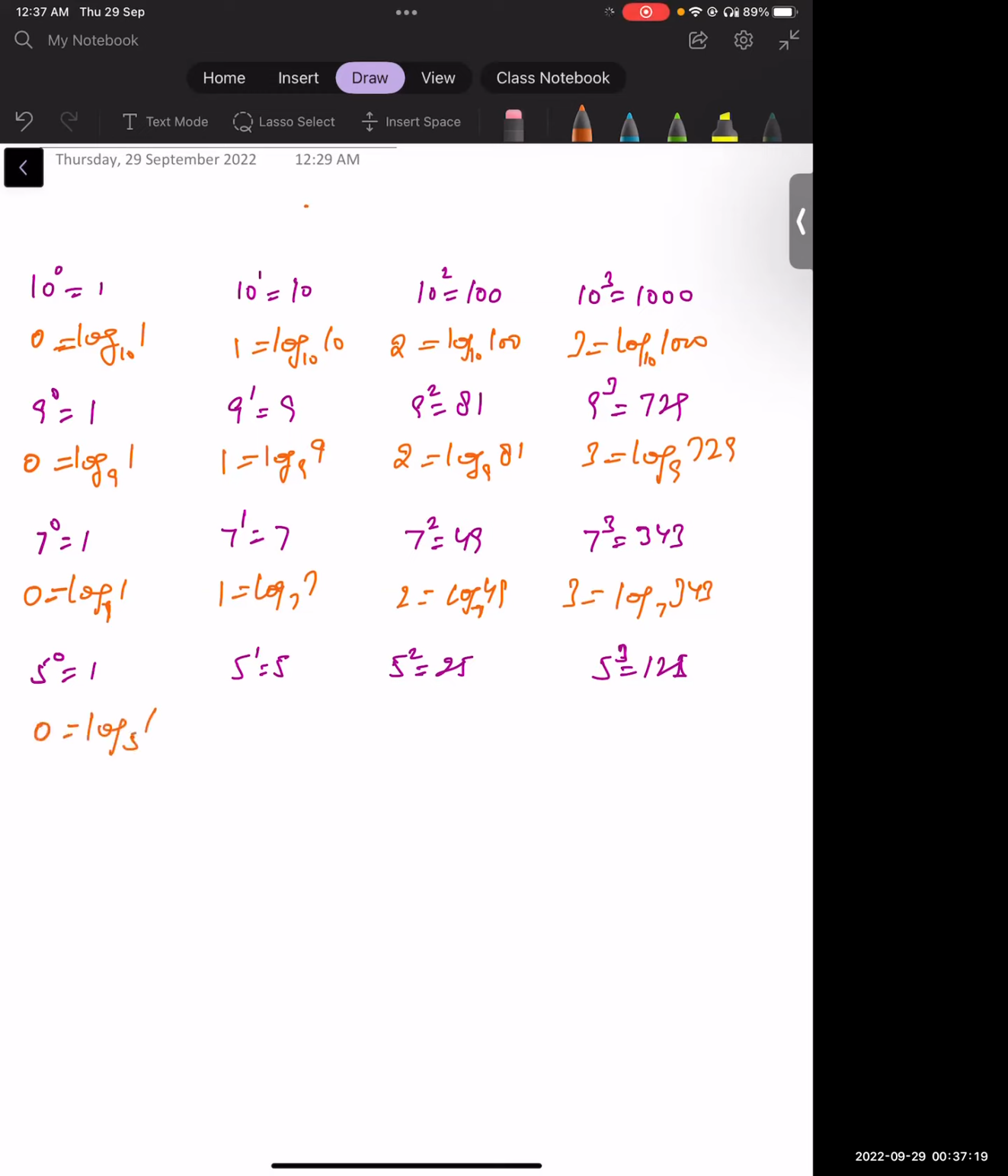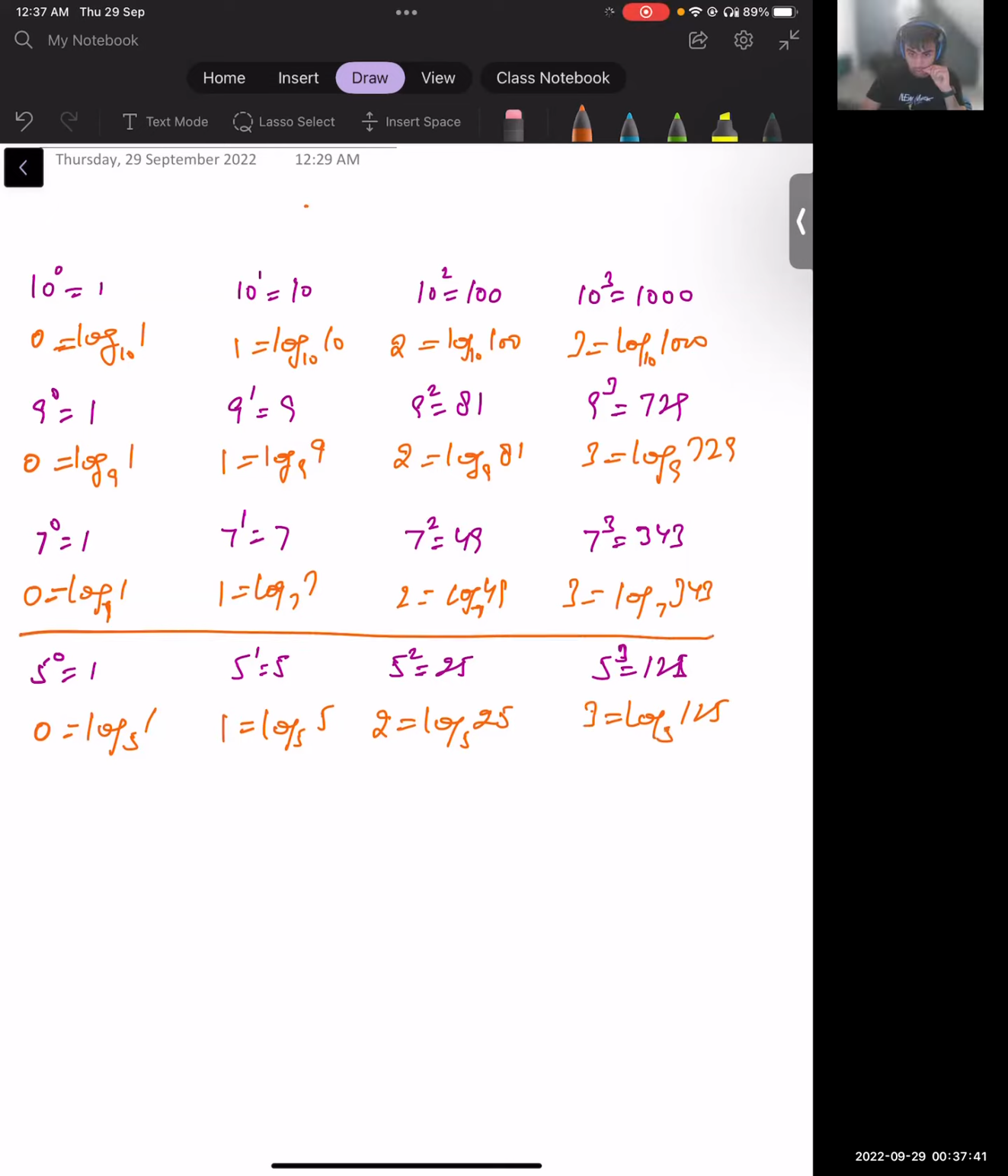Log 1 to the base 5 is 0. Log 5 to the base 5 is 1. Log 25 to the base 5 is 2. So what we were studying earlier, if we write it in another format, this is known as logarithm.